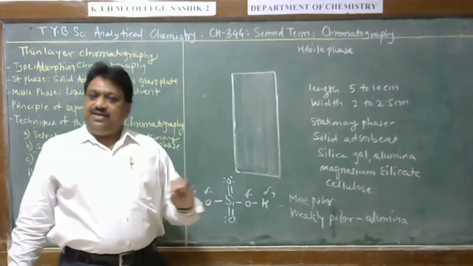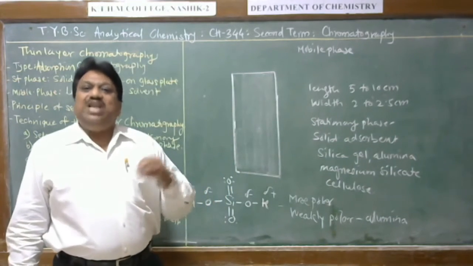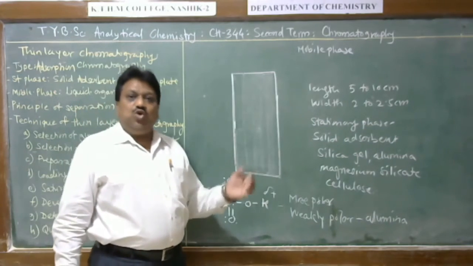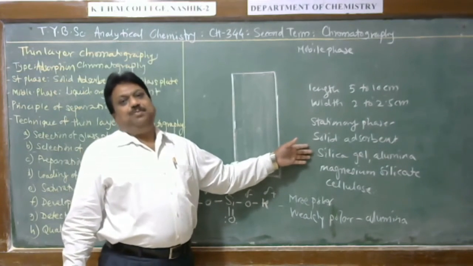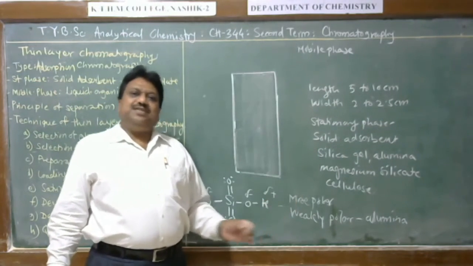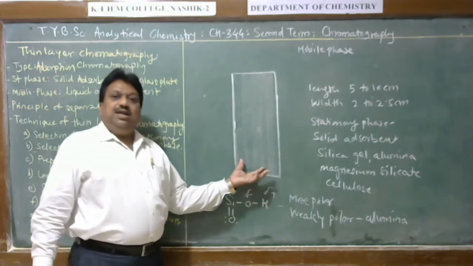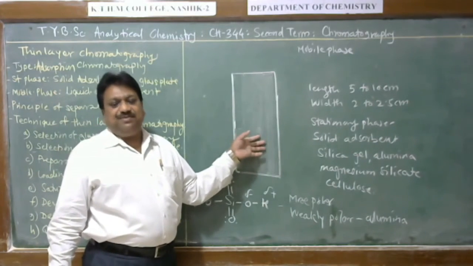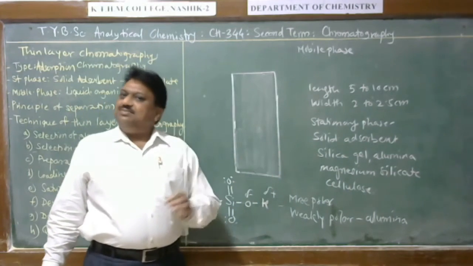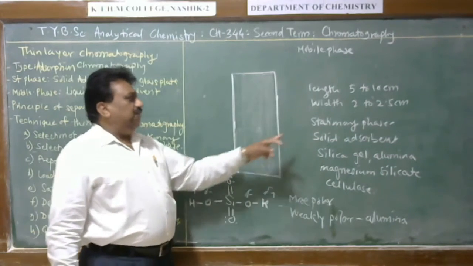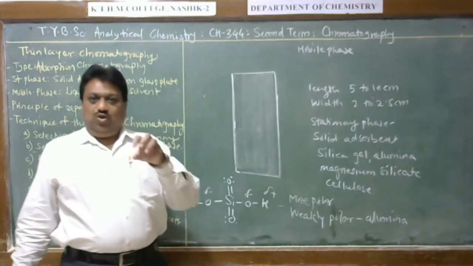Any one adsorbent material is selected. In this case, a slurry of the adsorbent material is prepared in a volatile solvent. Generally, chloroform or acetone, such a type of solvent or low boiling point liquids, are used for preparation of the slurry. During preparation of the slurry, sometimes a small amount of calcium sulfate may be added as a binder. That means it holds this stationary phase on the glass surface or plastic plate. Therefore, the binder may be calcium sulfate, but it is used in a very small amount.